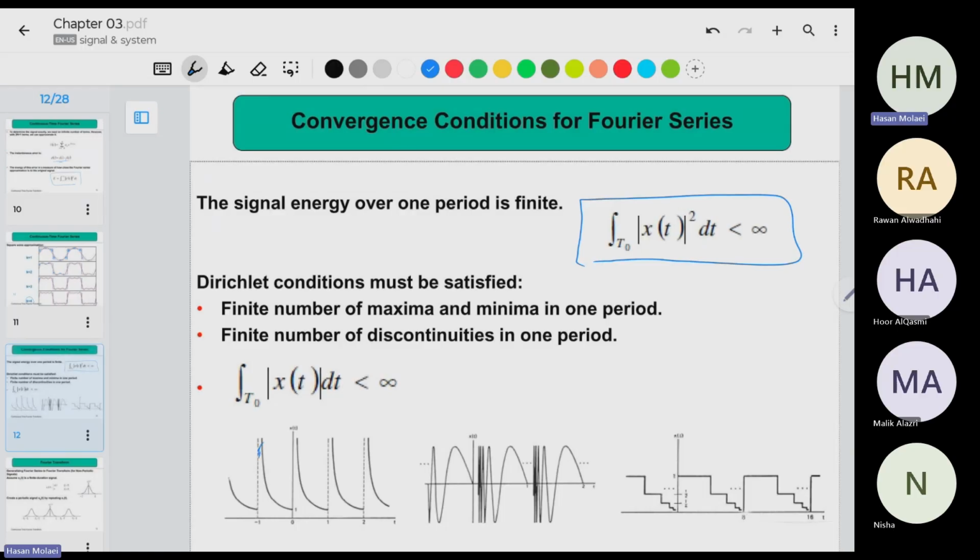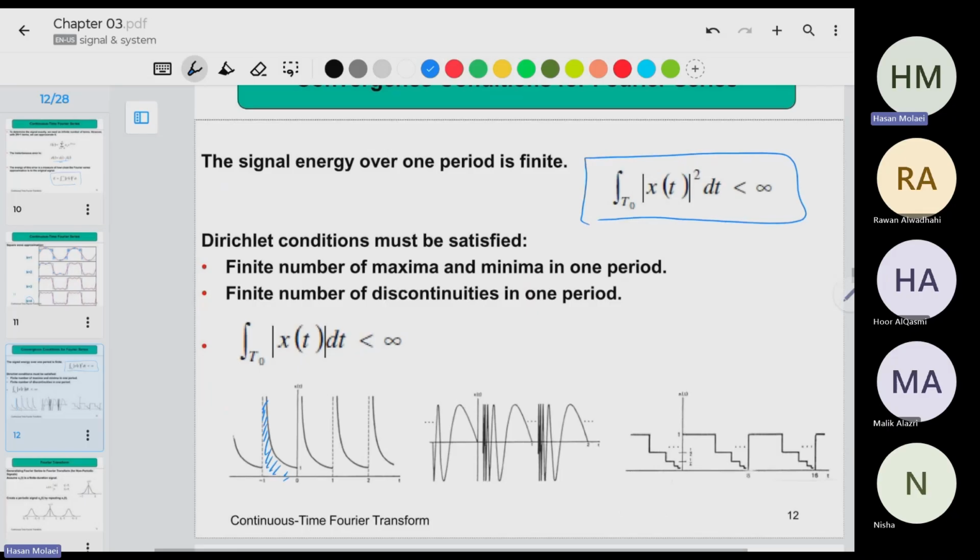For example, this one's energy is infinite. This one, can you see the thing? Yeah. There is nothing there. Is the energy finite or infinite? Infinite. Here the value is how much? It's going to infinity, yeah.